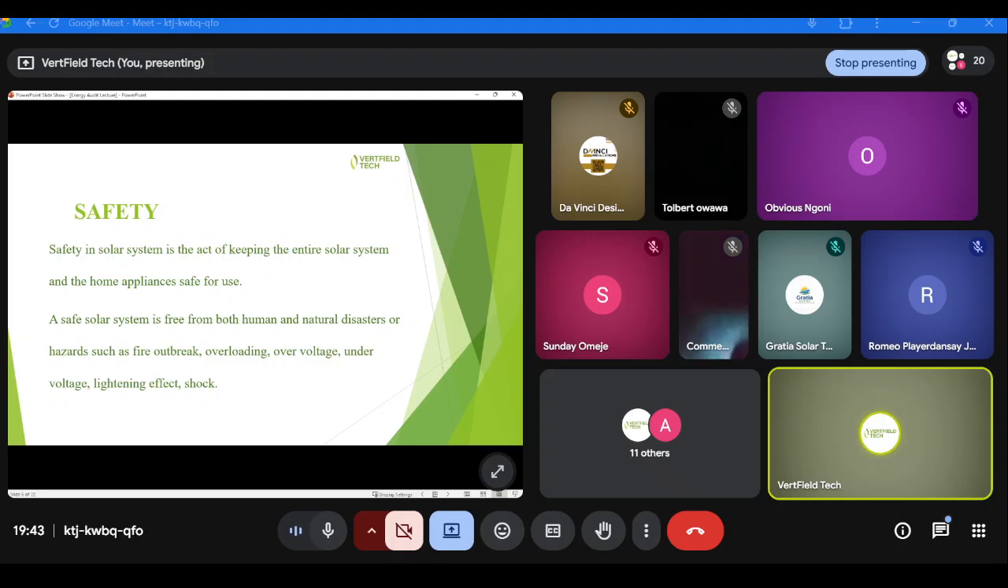A safe solar system is free from both human and natural disasters: fire outbreak, overloading, overvoltage, undervoltage, lightning effect, shock. Now, over time, some clients have found it not too good to install solar systems in their houses. Especially some clients or landlords will tell you they don't want solar panels on their roofs. And when you ask them, they say solar panels cause fire outbreak, a solar system can burn down your facility.